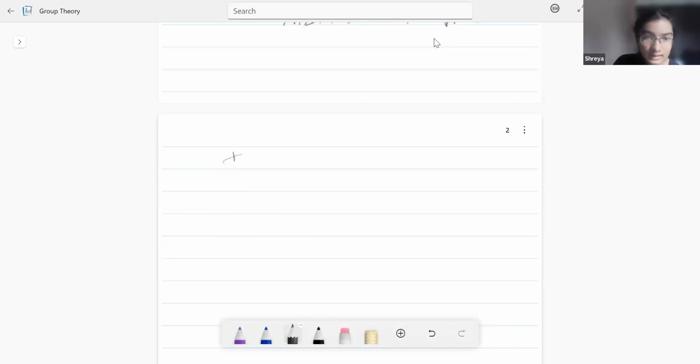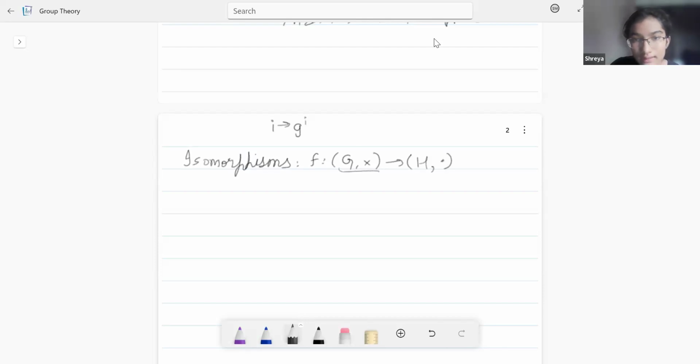You need the function, this map, which is taking i to g raised to i. So first of all, it needs to be bijective. A function f from a group G, okay, so I should write the whole thing, G comma star. So this is like the group G, the set G combined with its operation, is an isomorphism. So first of all, the function should be a bijection.